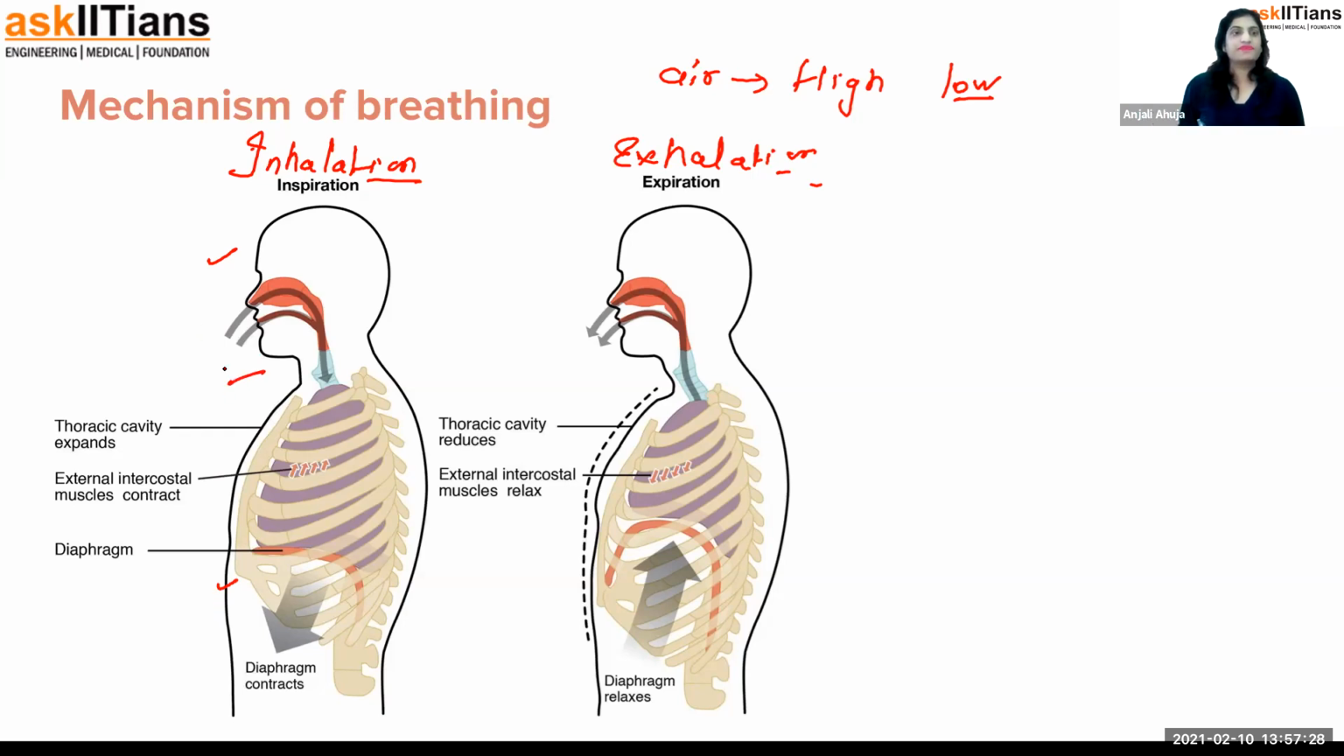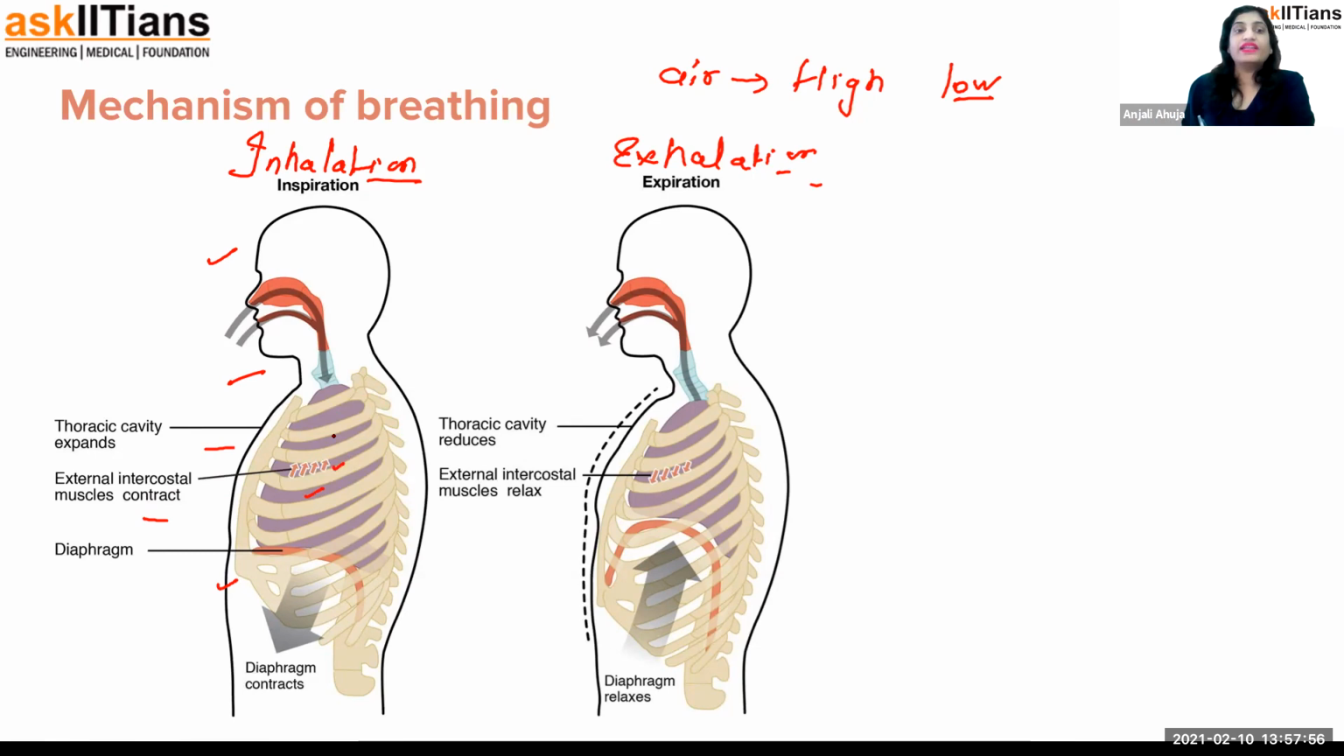cavity increases. And I told you I'm going to mention the intercostal muscle also. External intercostal muscles which are attached with the ribs, they contract. They contract, and then the thoracic cavity expands. They are contracting that way because the thoracic cavity is increasing, not the other way. So anyways, here the volume increases.